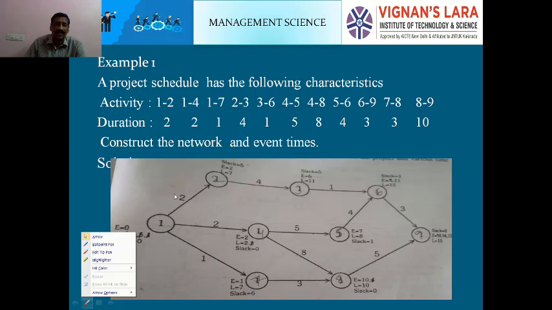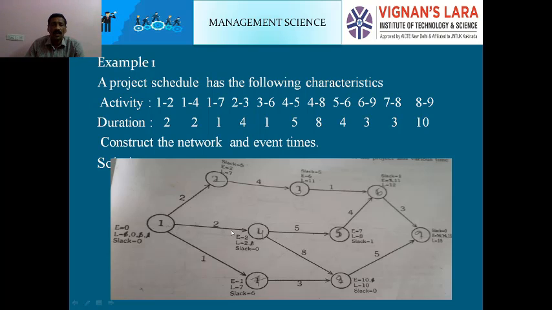This is a network diagram. 1-2, 2; 1-4, 2; 1-7, 1; 2-3, 2; 3 to 6 here; 4 to 5 here; 5 to 6; 6 to 9 here; 7 to 8 here; 8 to 9. This is the network diagram.